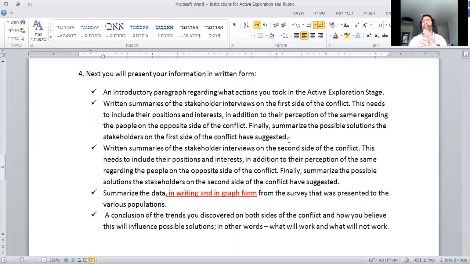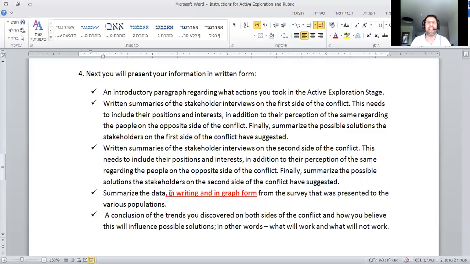After you have written the positions, the interests, and the perception of the other side for one side of the conflict, you're going to do the exact same thing for the second side of the conflict. It means we first did for public transportation on Shabbat, what their position, what their interests are, what their perception of the other side is, and the possible solutions they believe in. I will then write about people who oppose public transportation on Shabbat doing the exact same thing. So now we skip down to here.